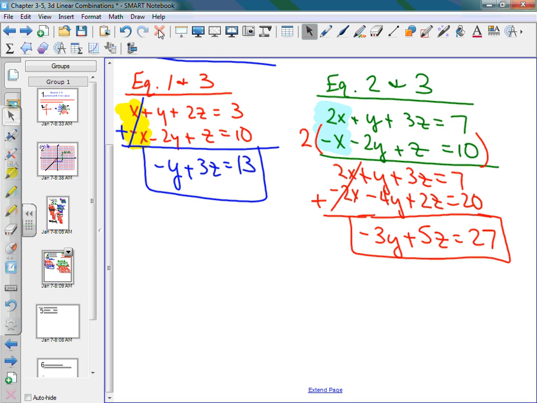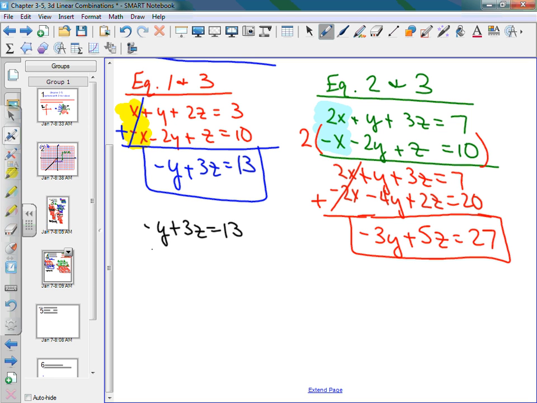Now look at your two boxes. What do you got going on? Do they have the same variables? They're supposed to. If they don't, you've messed up. Line them on top of each other.